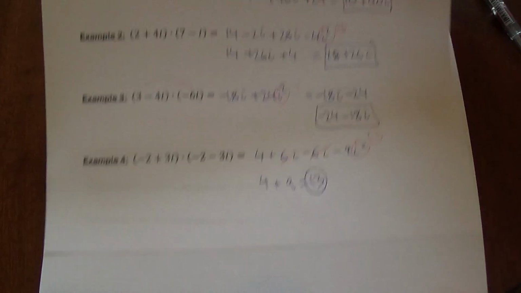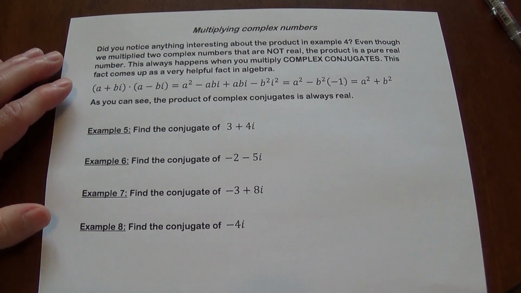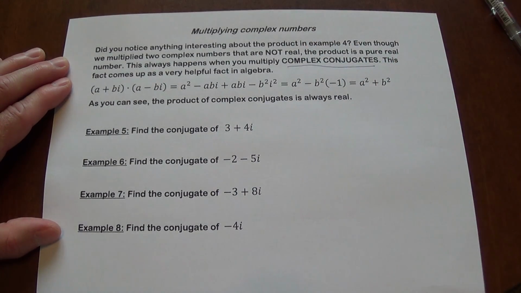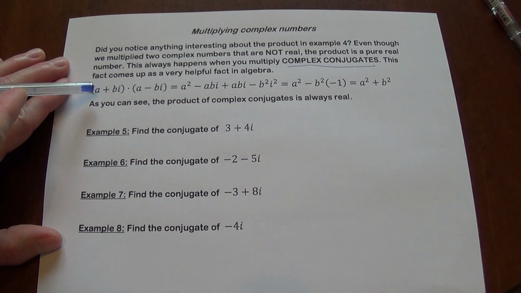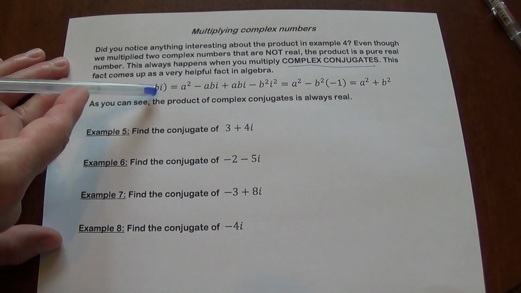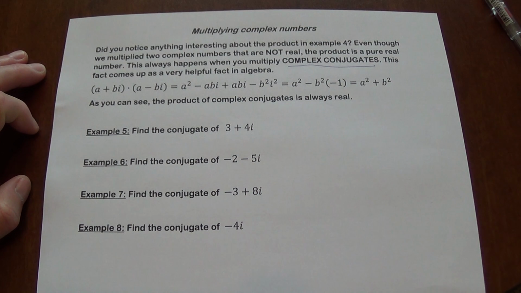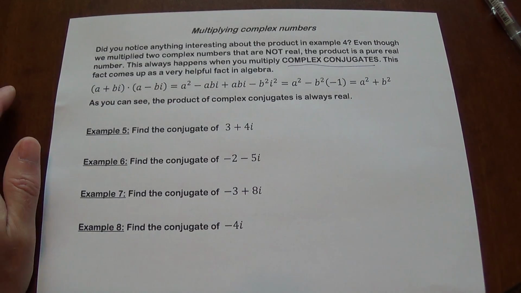You probably noticed that we multiplied two numbers that are not real, but we got a real result. This will happen every time when we multiply what's called complex conjugates. And I do have a bit of algebra explaining why it is going to be purely real, but a conjugate is when you have a plus bi and a minus bi. These are conjugates, when you change the sign in front of the imaginary part. Okay? So every time you multiply complex conjugates, you will get a real result.